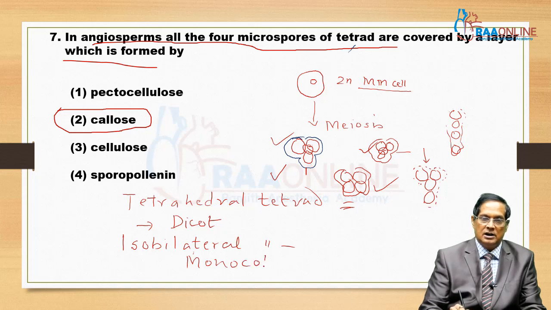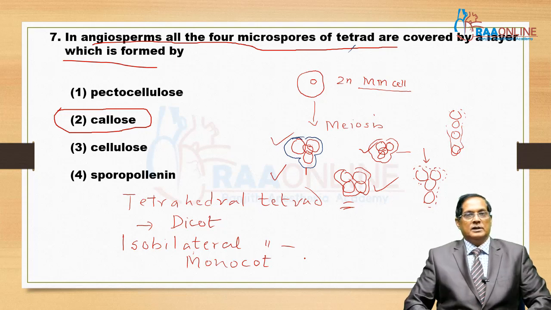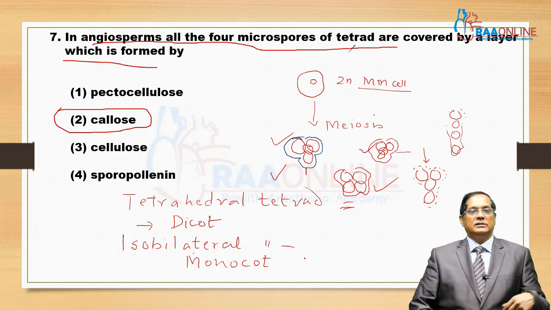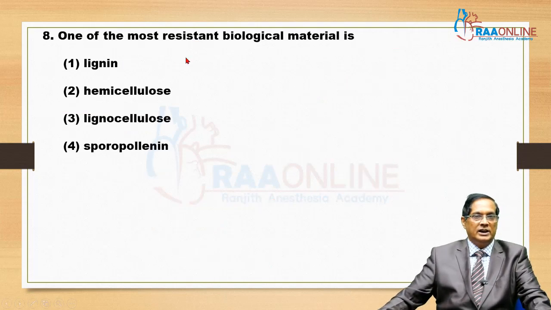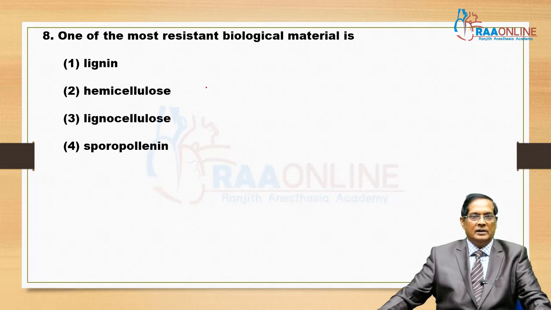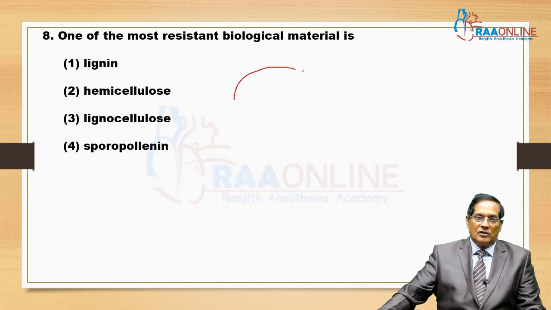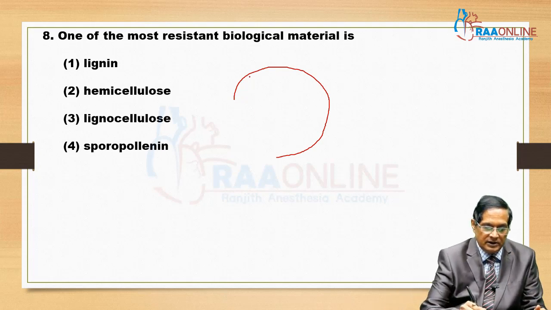And what is a tetrad? That is a group of 4 microspores. They are covered by, then the answer is, the callose covering. This is the 7th question. Now the 8th question: the most resistant biological material related with the anther. Anther wall layers. This is one side of the anther only.